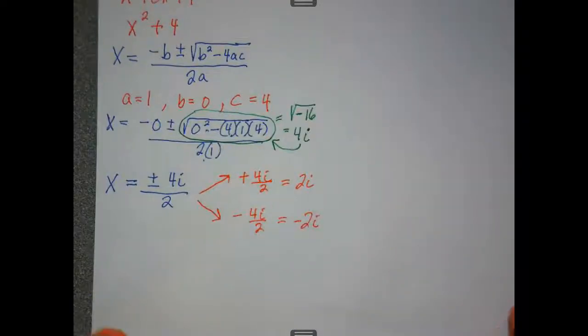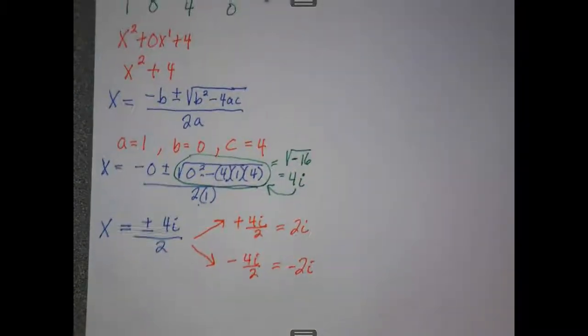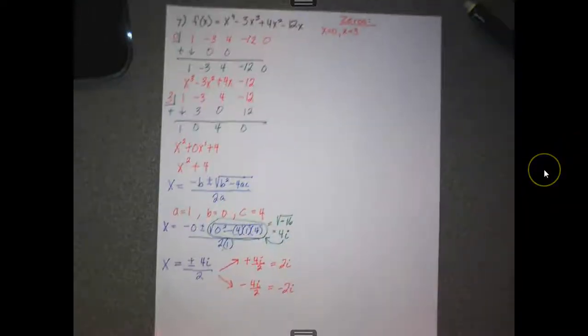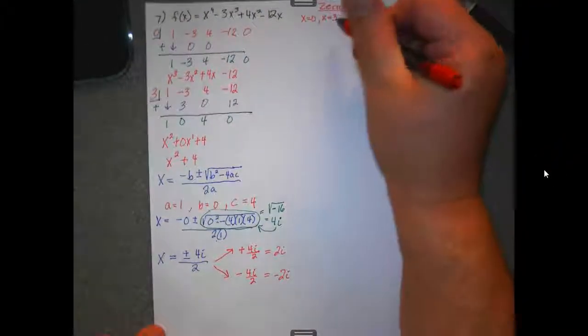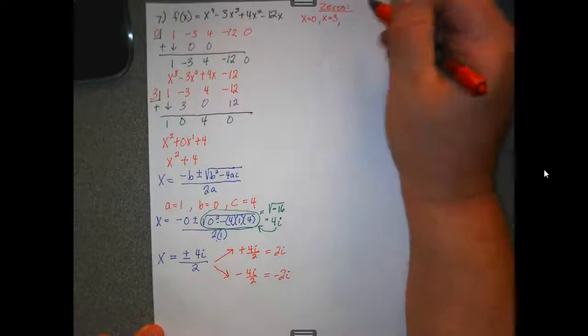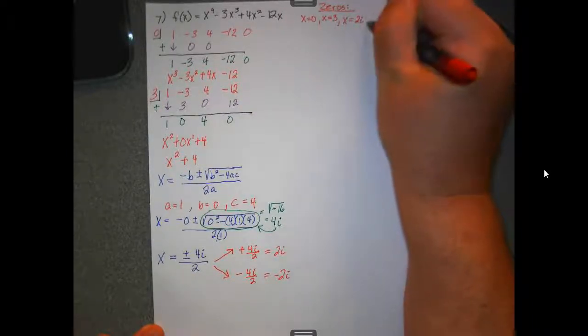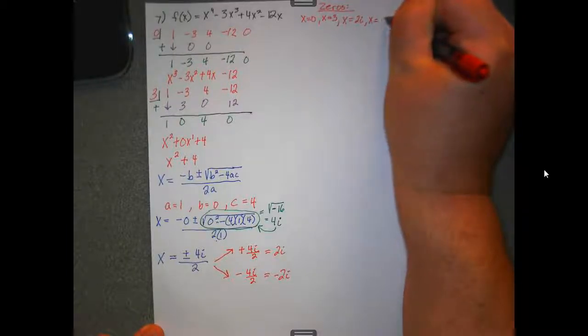So here's my four roots. I have x equals 0, x equals 3, x equals 2i, and x equals negative 2i.